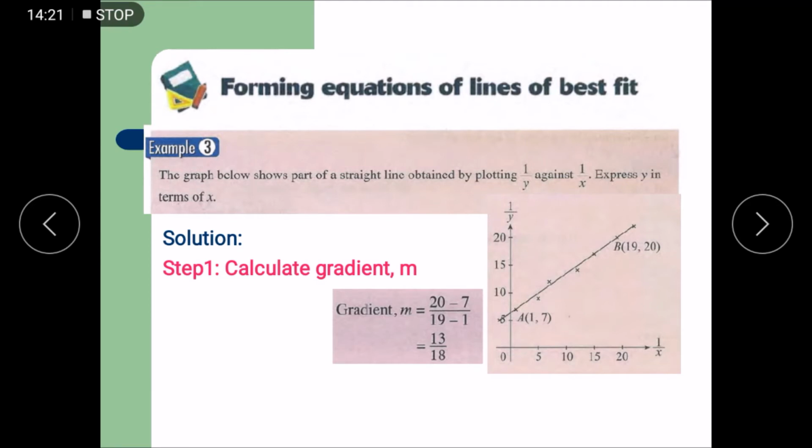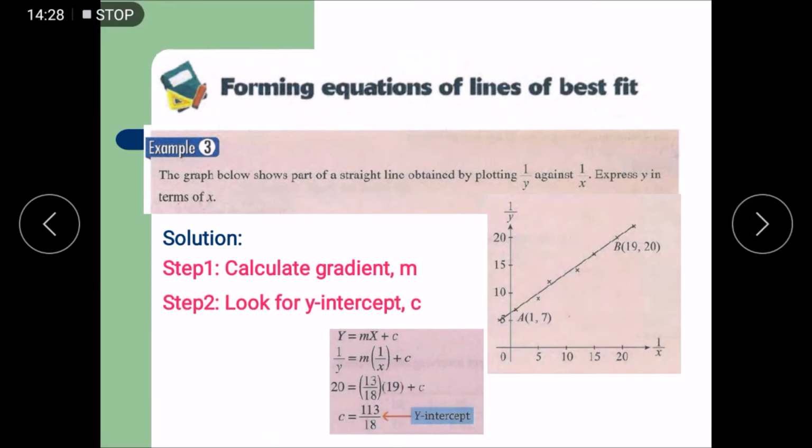Then next, step 2, you will look for the y-intercept, which is c, in our linear equation y equals mx plus c. So how to get your c? One of the methods is to substitute into y equals mx plus c, having your y as 1 over y and x as 1 over x. Then you take one of the points here. Either you take point B, here they use point B, or you can also use point A.